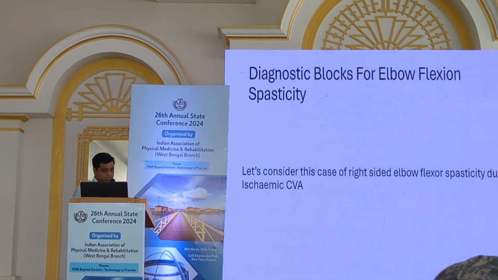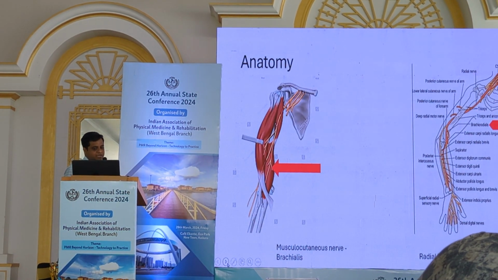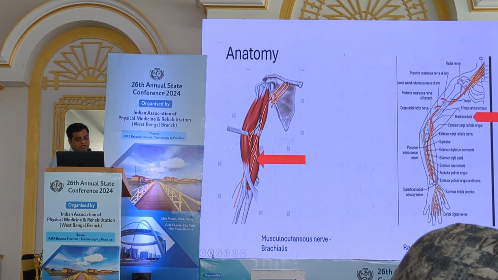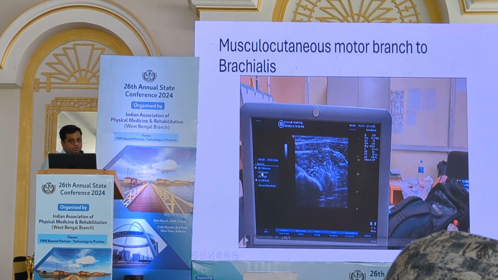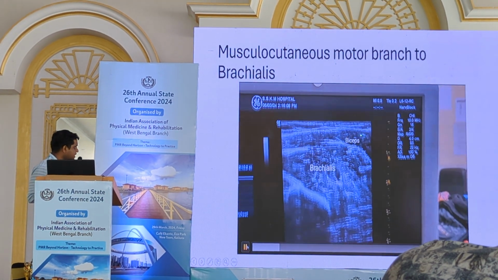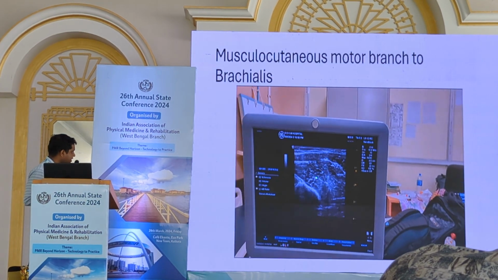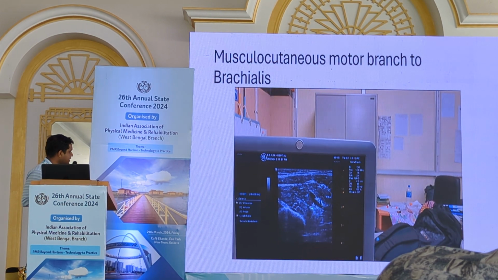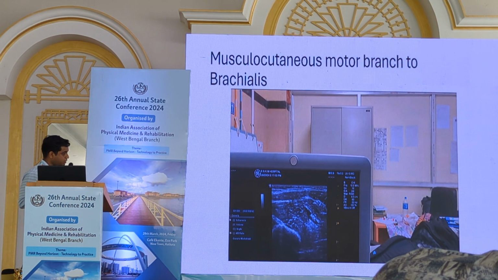Then we go for the diagnostic nerve block for elbow flexion spasticity. The main culprit muscle is the brachialis, which is supplied by the musculocutaneous nerve, and the brachioradialis, which is supplied by the branch of the radial nerve just above the elbow. So we go for the musculocutaneous motor branch to the brachialis. Here is the brachialis and the upper muscle is the biceps. We see the brachialis is contracting, but the biceps is not contracting. Then we inject the local anesthetic, and the contraction stops. So we have effectively neurolyzed the musculocutaneous branch to the brachialis.